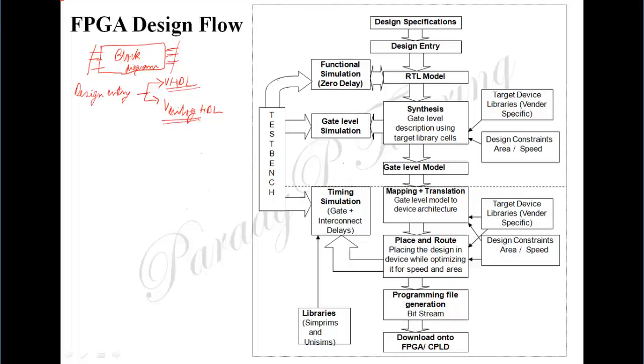These are the two most popular HDLs, and then we have a choice at the time of making design entry, that is how we are able to convert our block diagram description into an HDL description by using design entry. Now design entry is followed by RTL model. RTL model is nothing but the way you write down your code so that it can infer the same hardware that you are looking for.